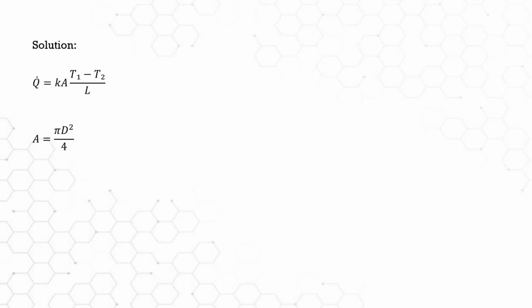So plug in the values. We have pi multiplied by 0.05 meter squared over 4 is equal to 1.9635 multiplied by 10 raised to the power of negative 3 meters squared.